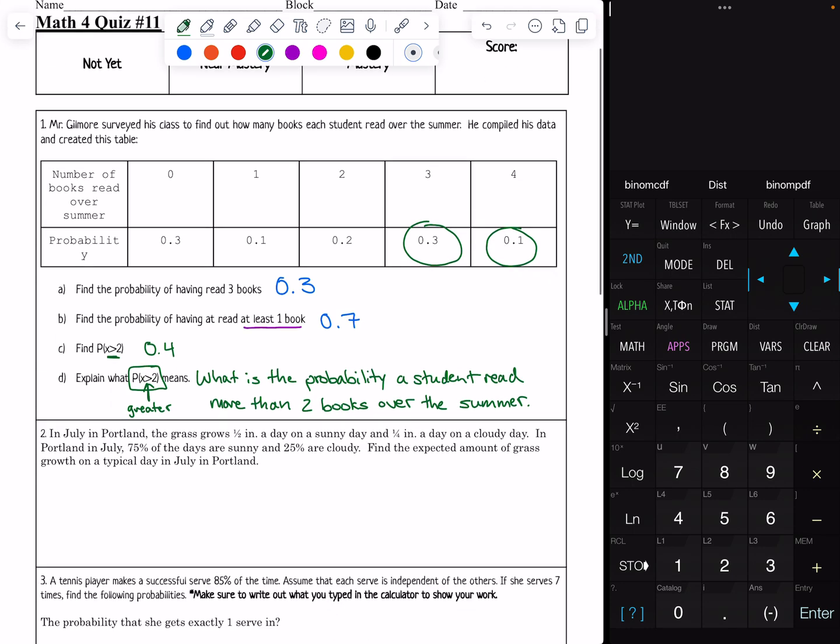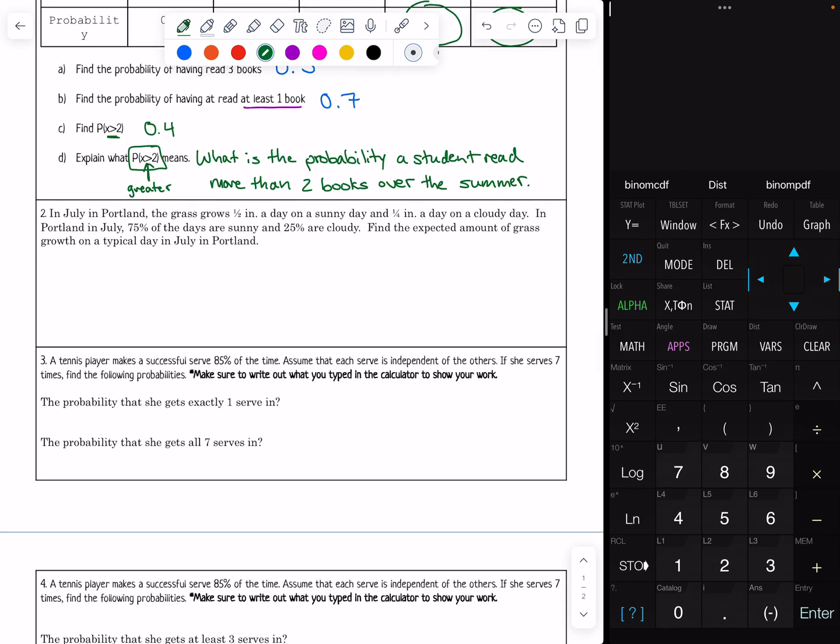All right, so that's it for number 1. Number 2 says in July in Portland, the grass grows a ½ inch a day on a sunny day and a ¼ inch a day on a cloudy day. In Portland in July, 75% of the days are sunny and 25% are cloudy. Find the expected amount of grass growth on a typical day in July in Portland.